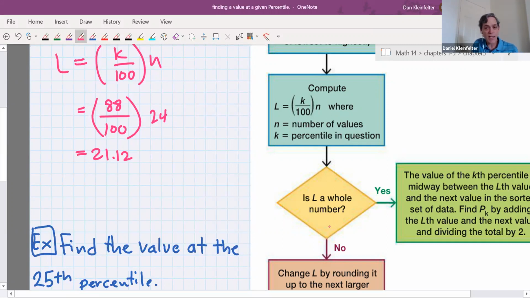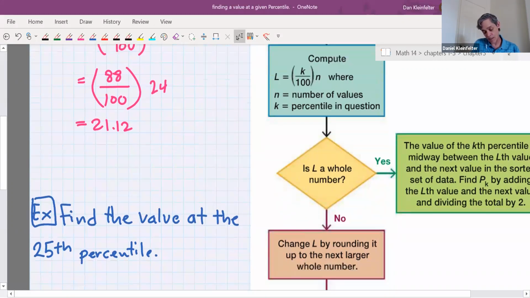Now we're up to this decision block. This diamond shape is a decision block. And it says, is L a whole number? 21.12, was that a whole number? Yes or no? Okay, no, it's not. So we're going to go down here. Change L by rounding it up to the next larger whole number. Notice it says round up, not round to the nearest. So we're going to round up. 21.12, we're going to round that up to 22. Okay, just following the directions in the flowchart.